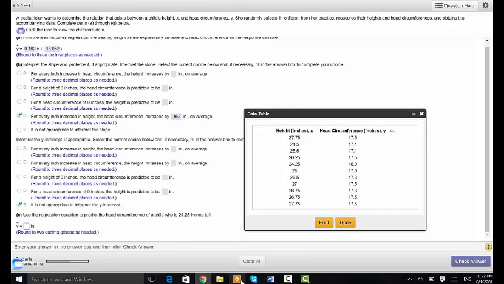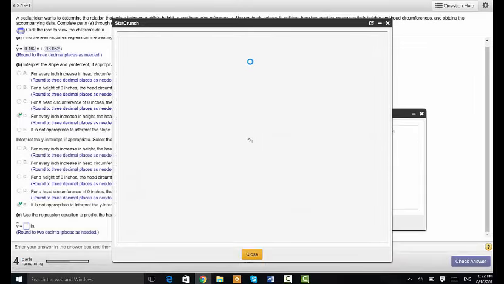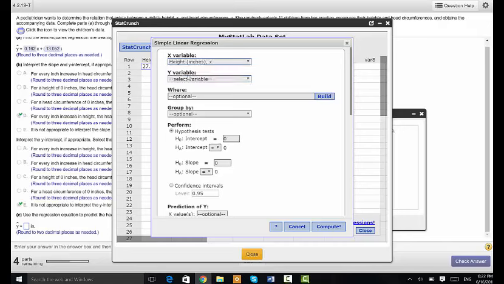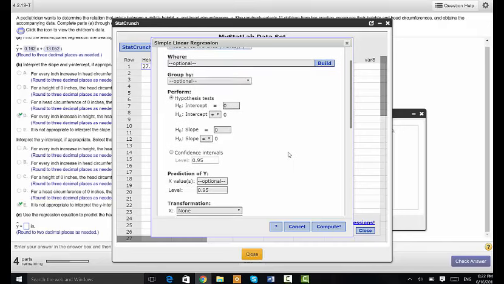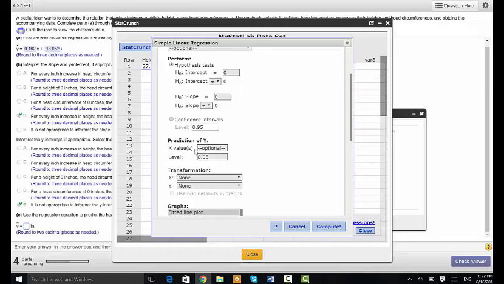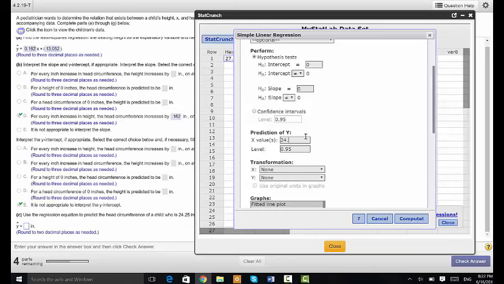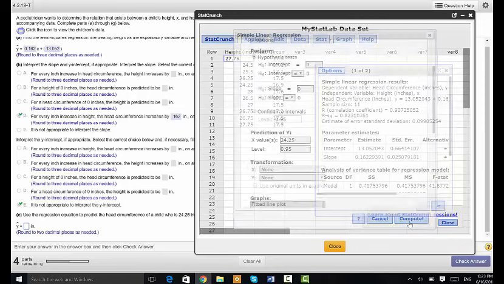I'll show you how to use StatCrunch to do this question. You can open that in StatCrunch. Load Stat, Regression, Simple Linear. You still need to pick your x value and y value. Notice here is a prediction of the y value. So I'm going to type in 24.25. Double check that's the right number. Yes, 24.25. And I need to compute.